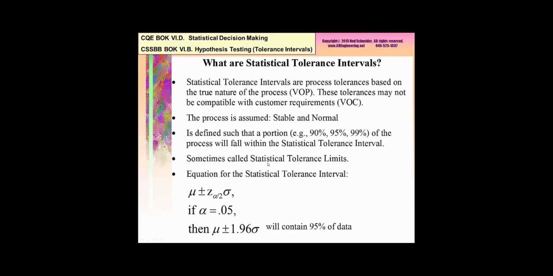Sometimes the statistical tolerance interval is called the statistical tolerance limits. The equation for the statistical tolerance interval is mu plus or minus z alpha divided by 2 times sigma. If alpha equals 0.05, then mu plus or minus 1.96 sigma will contain 95% of the data, explained by normal distribution theory.